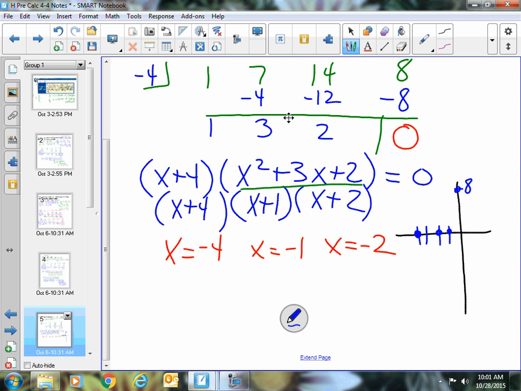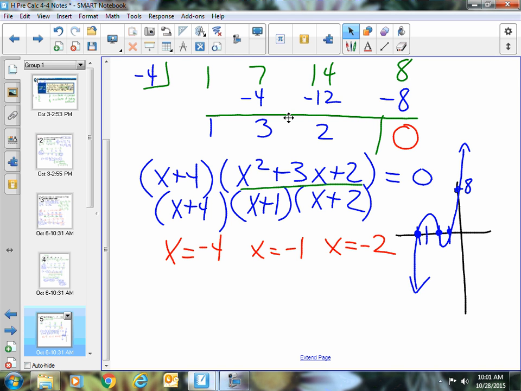So think about the end behavior: coming up from -infinity, going down, coming back up through that 8, and we have that sort of end behavior. So 3 real rational roots. P over Q gave us that kind of jump start on the first one, so we had something to start with.